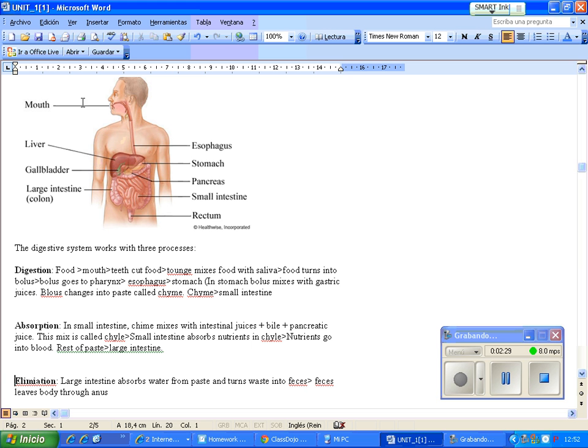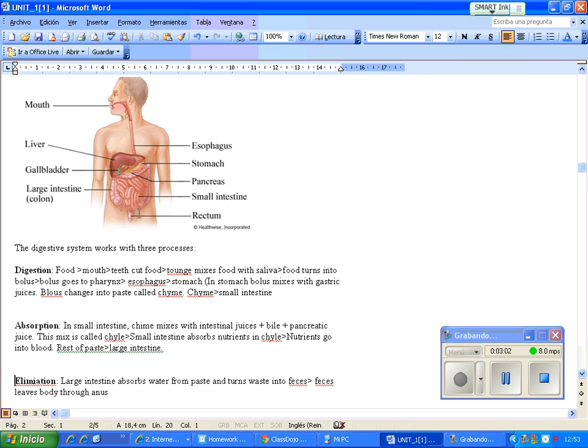Digestion. Food enters into the mouth, where the teeth cut food and the tongue mixes food with saliva. This mix turns into the bolus, and the bolus goes to the pharynx, through the esophagus to the stomach. In the stomach, the bolus mixes with gastric juices, and the bolus changes into a paste called chyme. Chyme then goes into the small intestine.